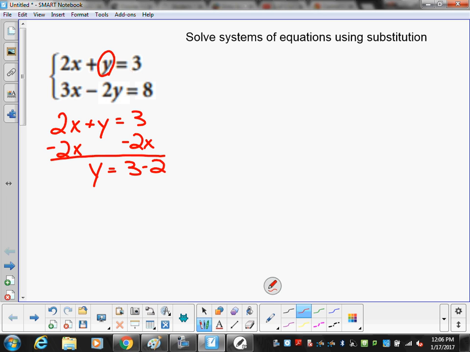Okay, so in this problem, the only thing I have to do to get y by itself is subtract the 2x from both sides.